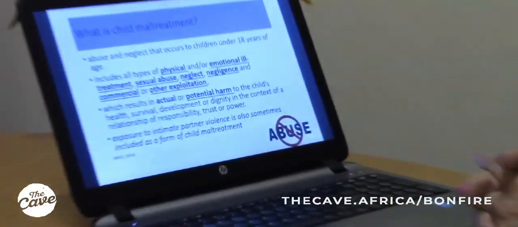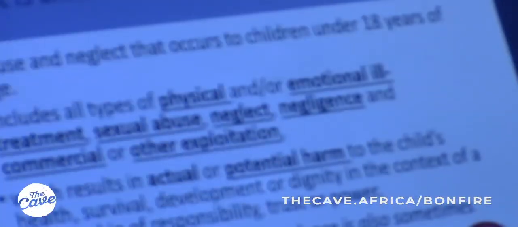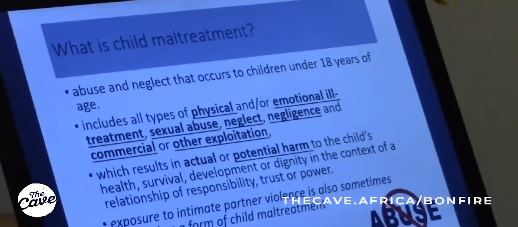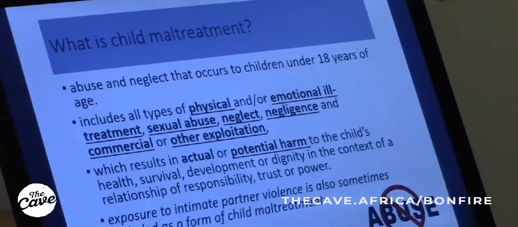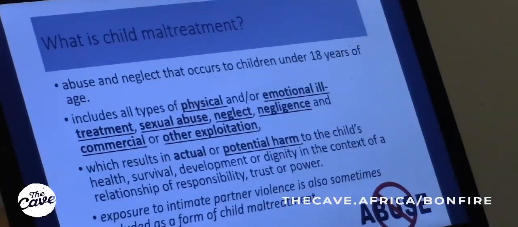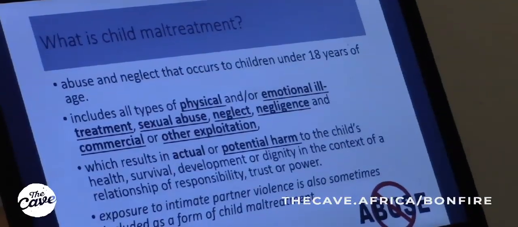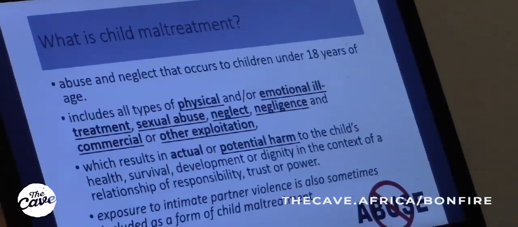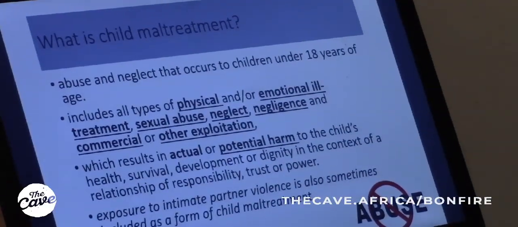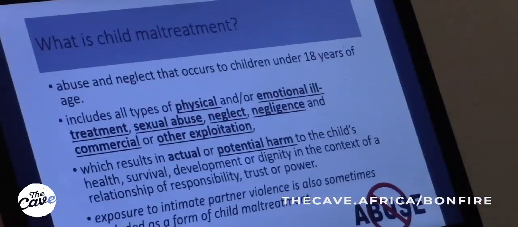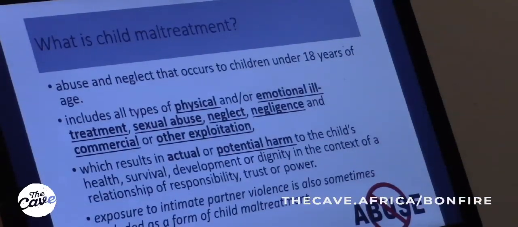Now, the World Health Organization definition states that child maltreatment is abuse and neglect that occurs to children under 18 years of age. It includes all types of physical and/or emotional ill treatment, sexual abuse, neglect, negligence, and commercial or other exploitation which result in actual or potential harm to the child's health, survival, development, or dignity in the context of a relationship of responsibility, trust, or power. And what's also important to take note of is that child maltreatment is also seen when a child is exposed to intimate partner violence, and like I said, that's also included as a form of maltreatment.